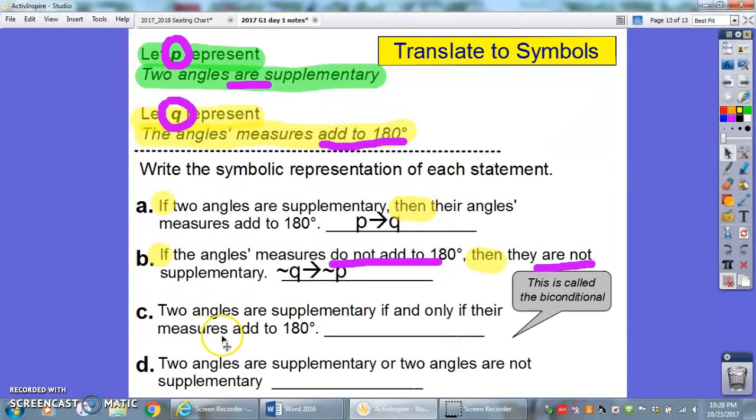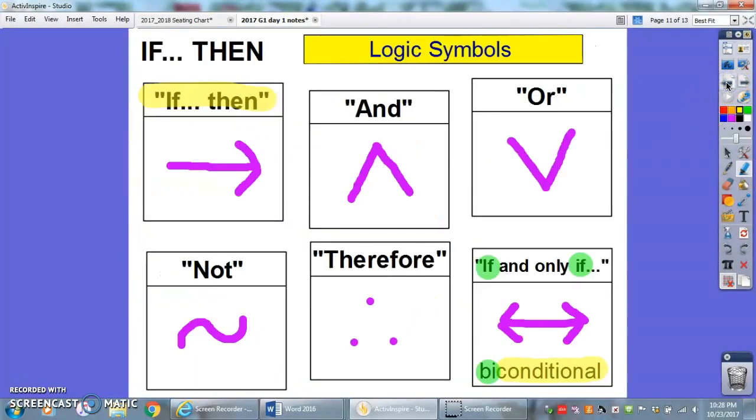It's two more. So C, two angles are supplementary if and only if. Oh, I remember seeing this. And I told you guys that this was the biconditional. If and only if. So flashback to our symbols.